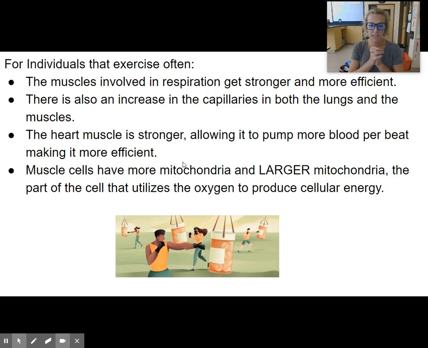People who work out have cells with more mitochondria and larger mitochondria. And the mitochondria, as you remember from middle school, is the powerhouse of the cell, and it's where cellular energy is produced. So more mitochondria, larger mitochondria is an effect of prolonged exercise and frequent exercise.